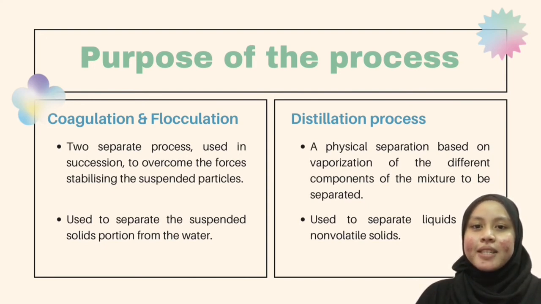Firstly, we can see the difference between the coagulation and flocculation process and the distillation process based on their main purpose. The coagulation and flocculation processes are two separate processes used in succession to overcome the forces stabilizing the suspended particles, and they are used to separate the suspended solids from the water, while the distillation process is a physical separation based on the vaporization of the different components of the mixture to be separated, and it is used to separate the liquids from the non-volatile solids.